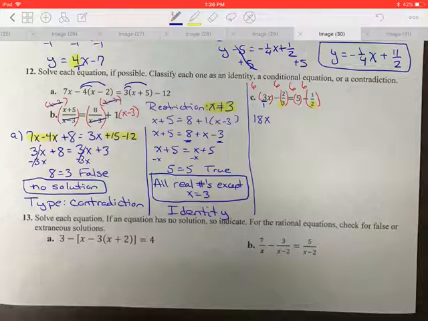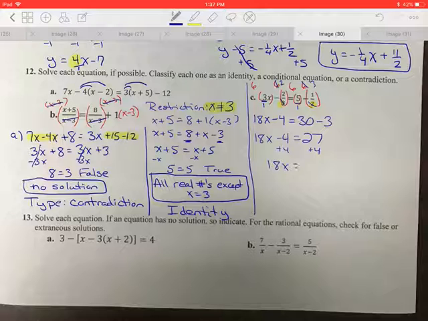Now here I have a denominator, so 3 goes into 6 2 times. So I'm left with 2 times 2, which is 4. Over here I don't have a denominator, so 6 times 5 is 30. Here 2 goes into 6 3 times. I'm left with 3 times 1, which gives me a minus 3. So I get 18x minus 4 equals 27.